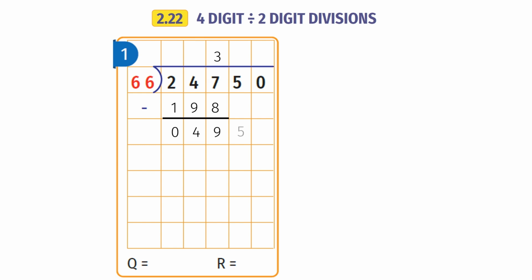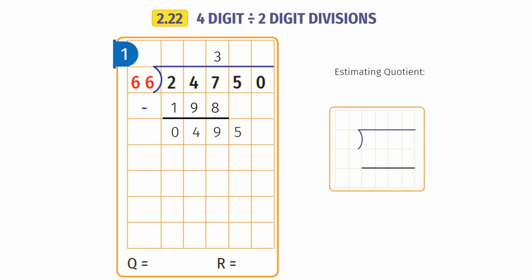We write 3 and 198 in correct place. We get 49 and 5 from the dividend. Now we have to divide 495 by 66. We follow the same process. We hide the last digit of both dividend and divisor, or 495 and 66, to get 49 divided by 6. So our estimate is 8.